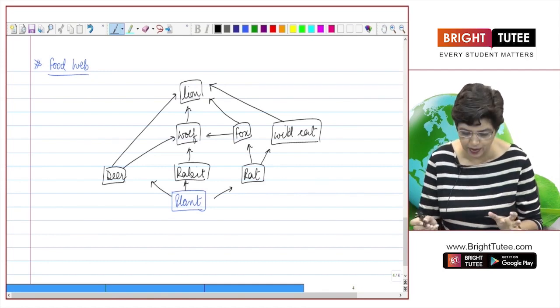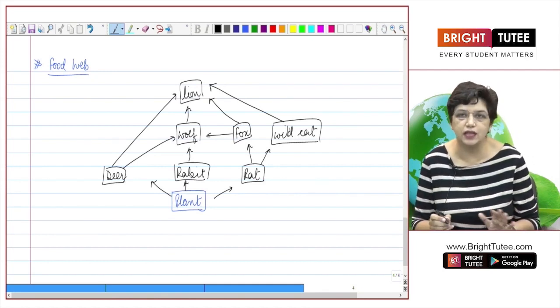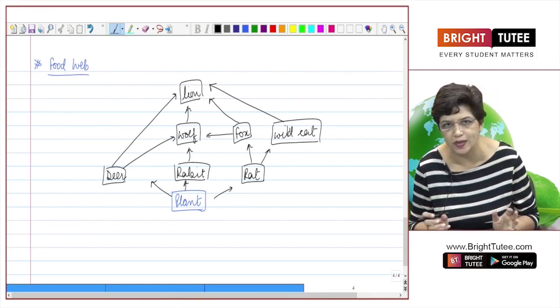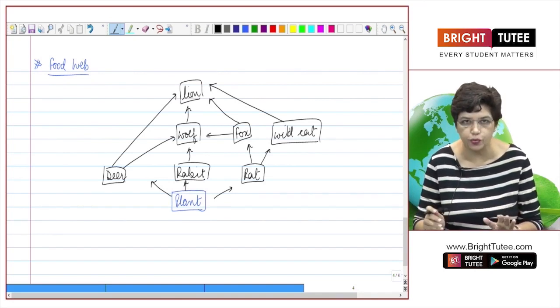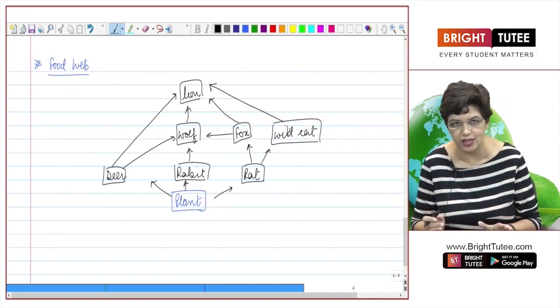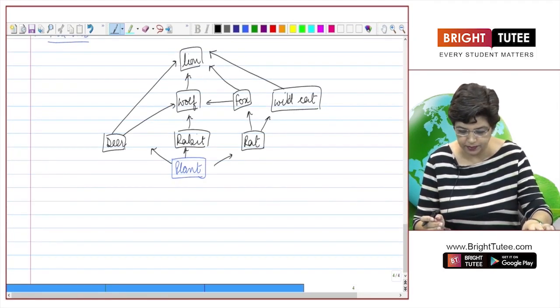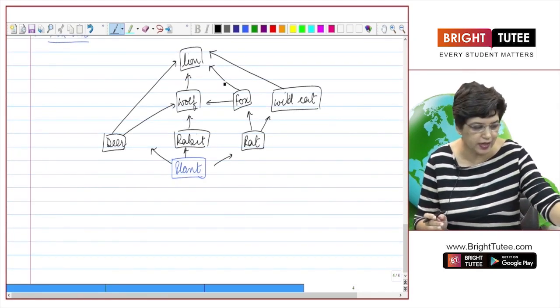So this is a very simple example. Actually, in a forest or in a natural ecosystem, the food webs are even more complex and interconnected. So I hope it is clear to you what is a food web. The interconnected food chains are called the food web. Now the next topic.